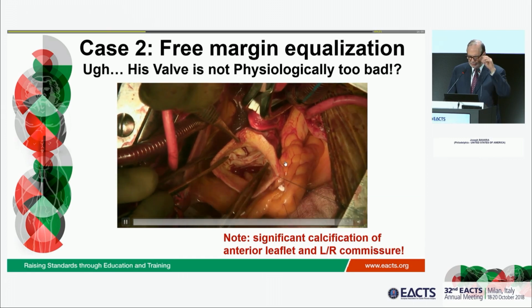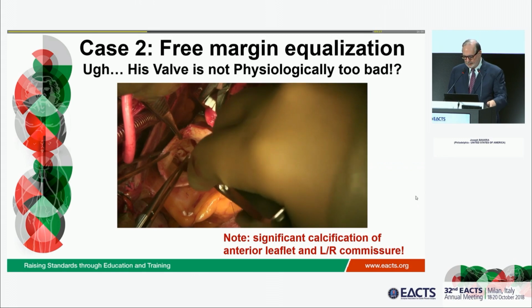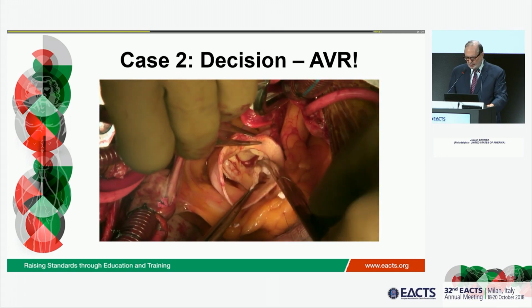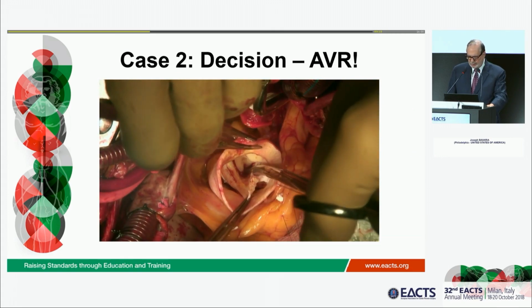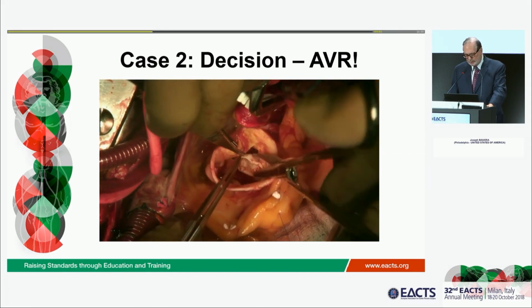This was very difficult, and I decided, I don't know what you all would do, but I decided that this was not going to be repairable, and we did an AVR here. This would be a nice thing for discussion, whether someone, maybe Sjogren's group, would have decalcified this valve.